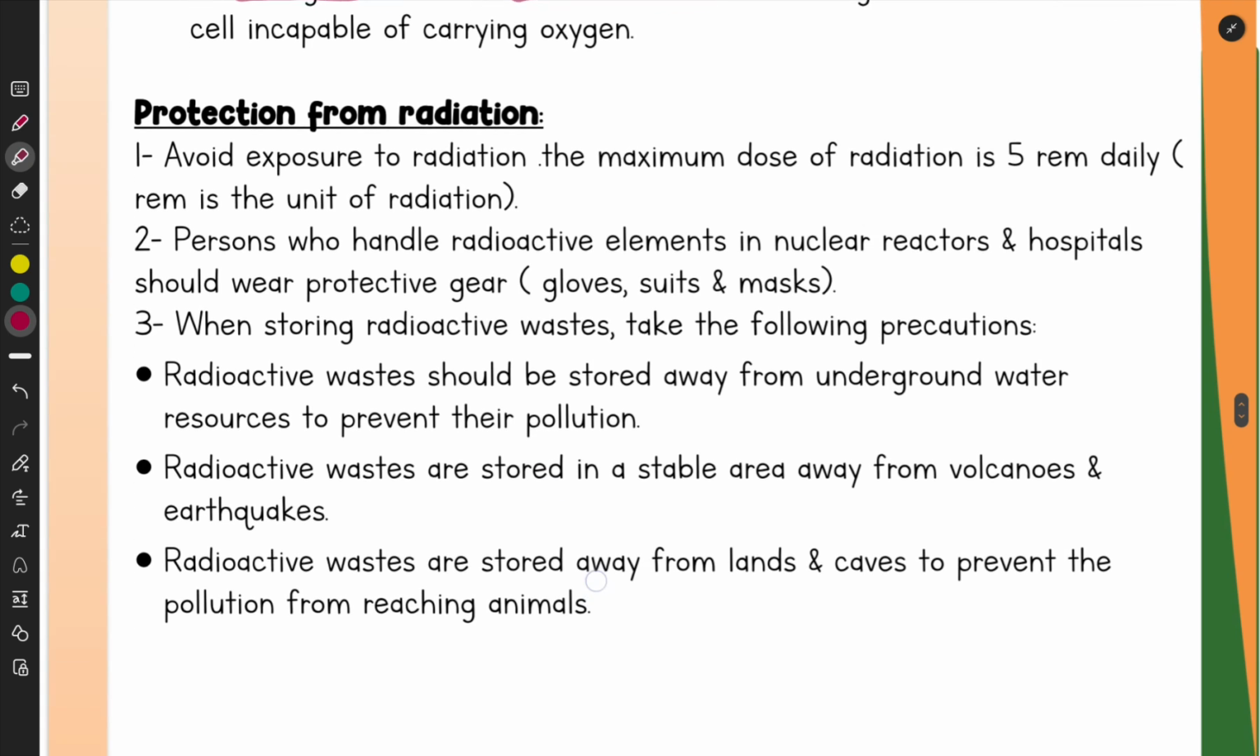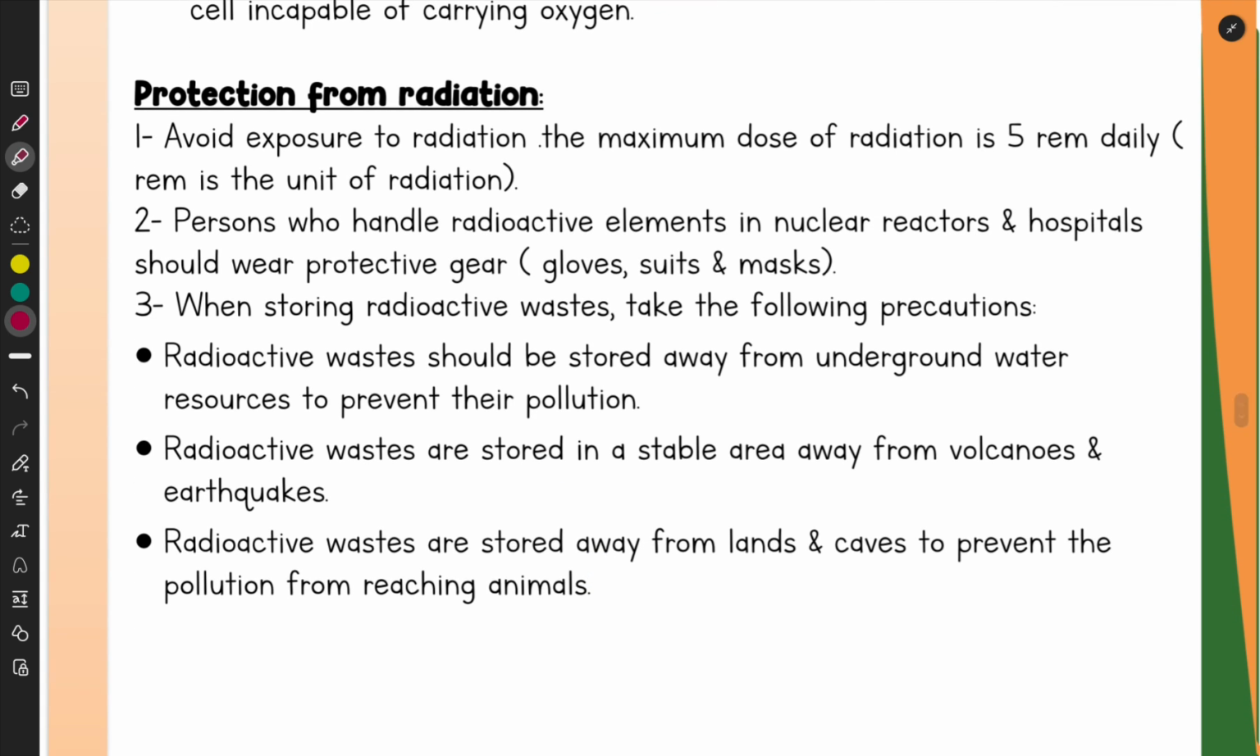Okay, protection from radiation. How can I protect living organisms from radiation? How can I protect myself from radiation? There are some ways, like avoiding exposure to radiation. The maximum dose of radiation we can be exposed to is 5 rem daily. Rem is a unit of radiation. Number 2, people who handle radioactive elements in nuclear reactors and in hospitals should wear protective gear like gloves, suits, and masks.